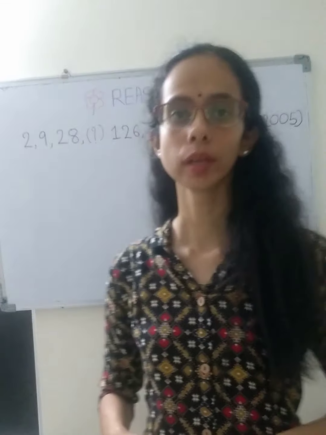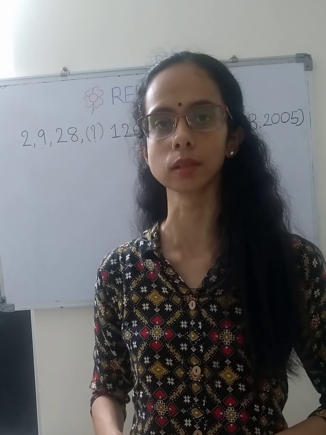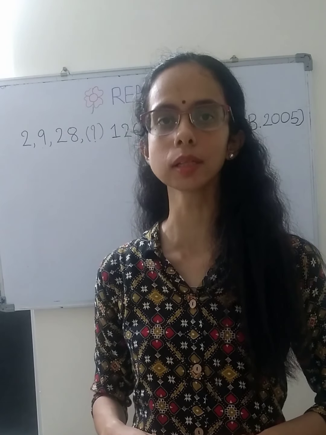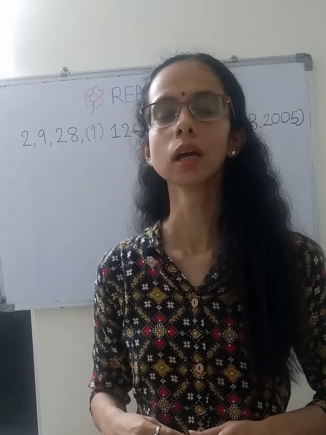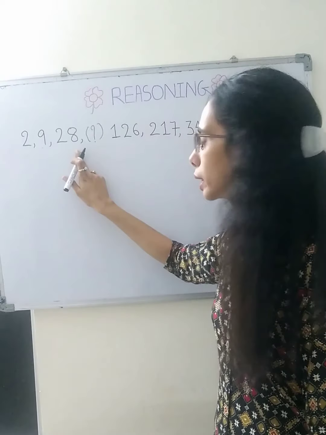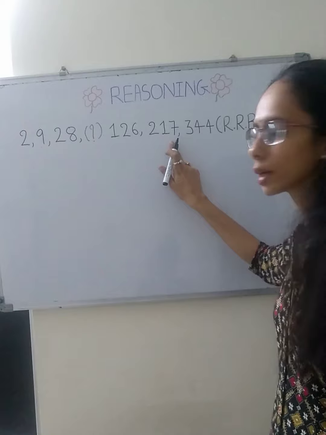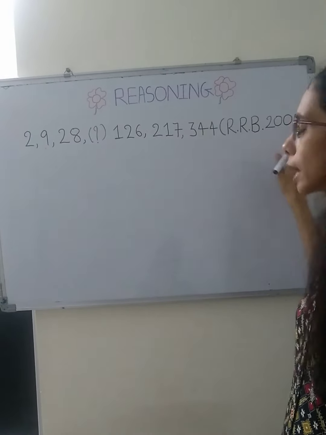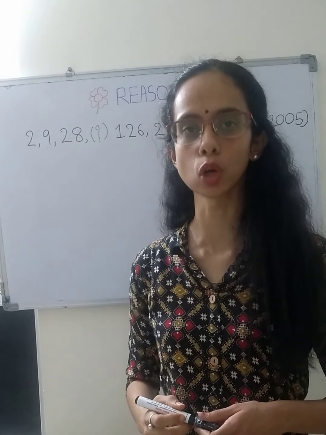In this video, we are going to learn about a series which is an example of triangular pattern series. In my previous video, we learned about triangular pattern series and its example. In the description box, I have provided the link and you can check it out. The series is 2, 9, 28, unknown number, 126, 217 and 344. Friends, this question was asked in RRB 2005 and today we are going to learn its solution.